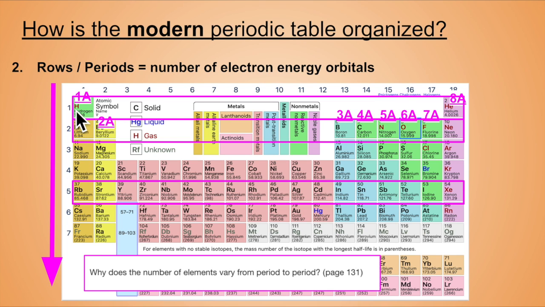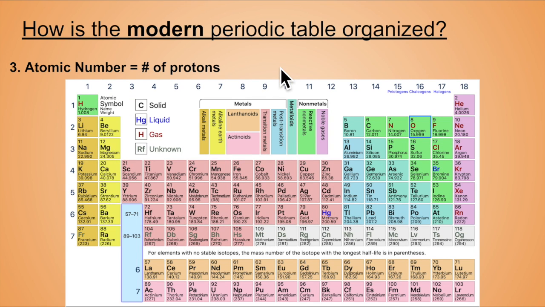So the first shell can only ever hold 2 maximum, okay? The second shell can only ever hold 8 maximum, and then once you have an extra one, once you have 11 electrons total, that 11th one goes to the next energy shell. Okay, so the number of elements varies from period to period based on these energy orbitals. Okay, I hope that makes sense.